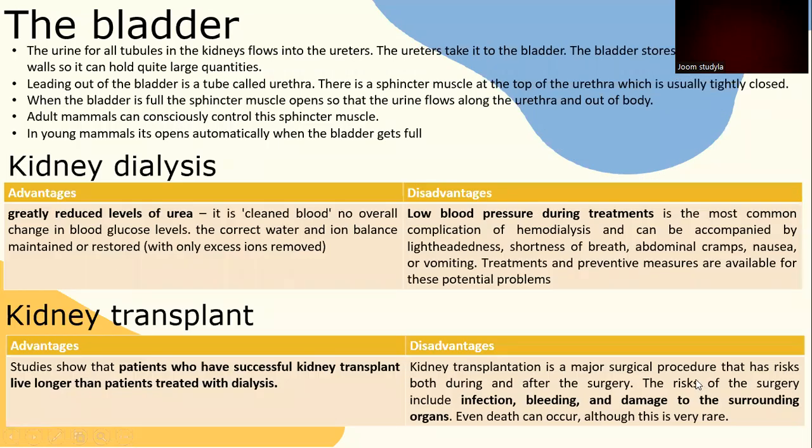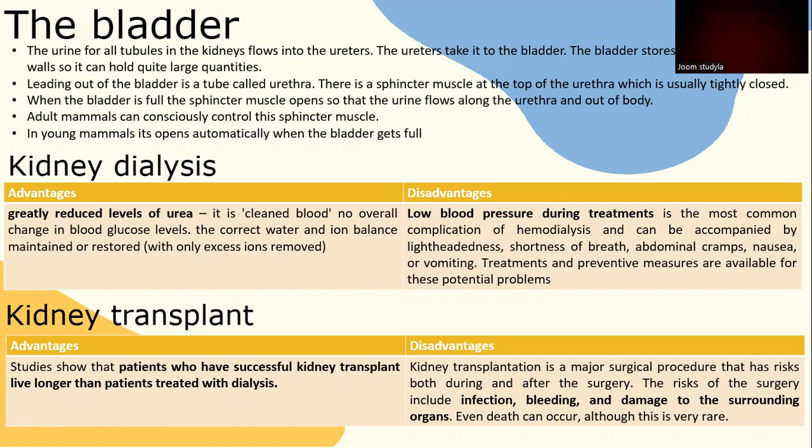The bladder. The urine from all tubules in the kidney flows into the ureter. The ureter takes it to the bladder. The bladder stores urine. It has stretchy walls so it can hold quite large quantities. Leading out of the bladder is a tube called the urethra.